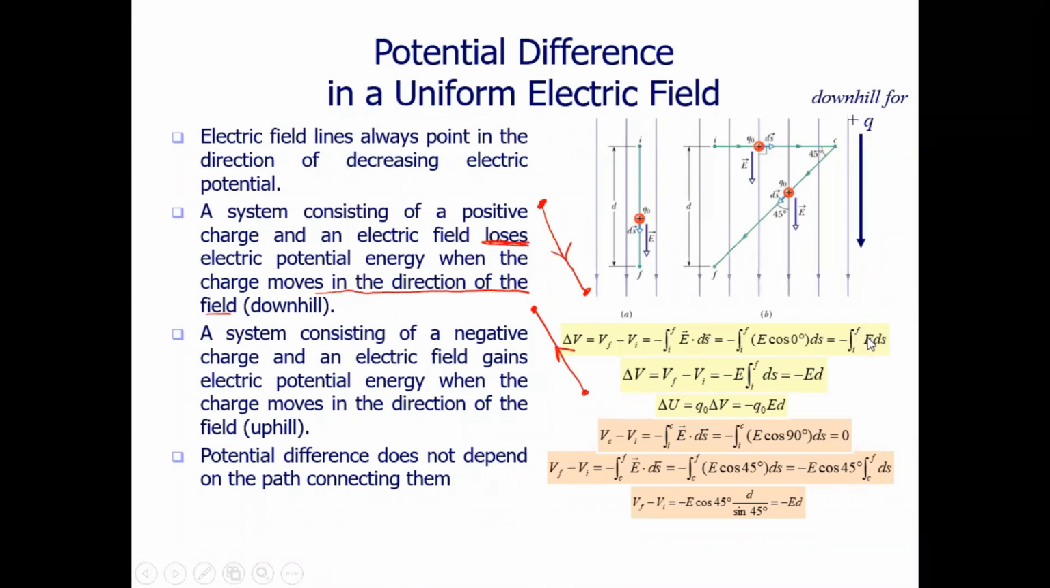Since the electric field is constant, you can pull the E outside of the integral, and you remain with the integral of ds. Remember, ds is just this small element here. We are integrating it from the initial to the final.